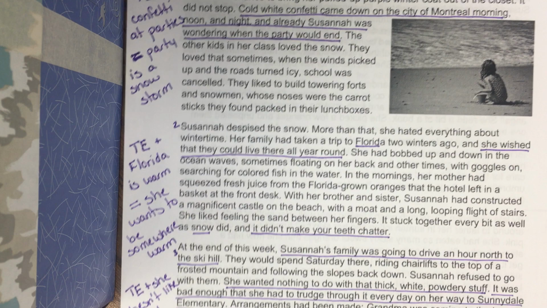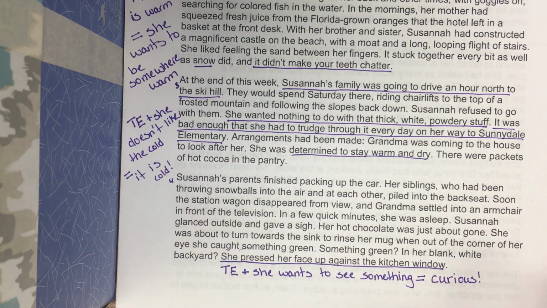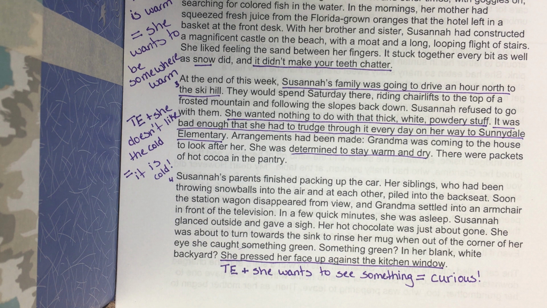Now, we left off on a cliffhanger. Remember, we're on page 16 in our story, if you forgot. We left off at a cliffhanger when she pressed her face up against the window because she saw something green in her blank white backyard. And she pressed her face up against the kitchen window because she was curious. Today we're going to finish our story. That is paragraphs 5, 6, 7, 8, and 9.